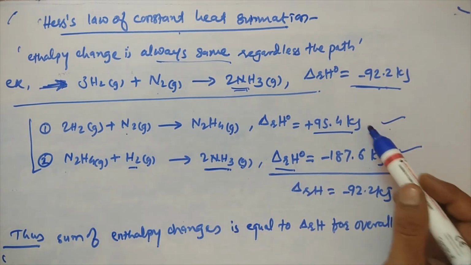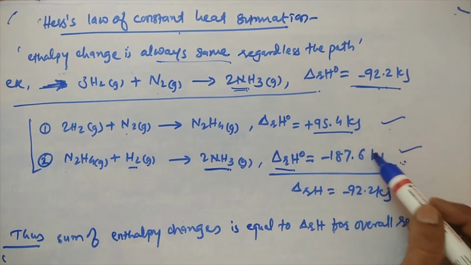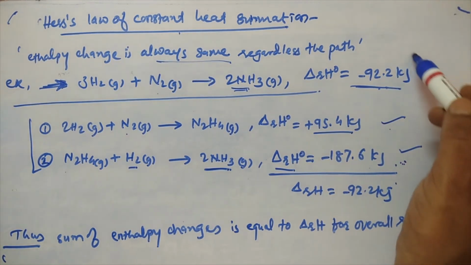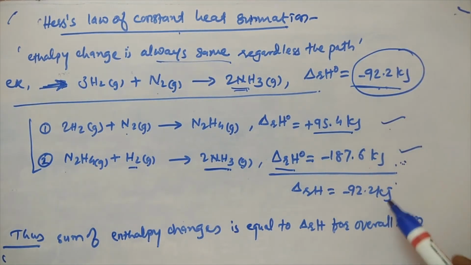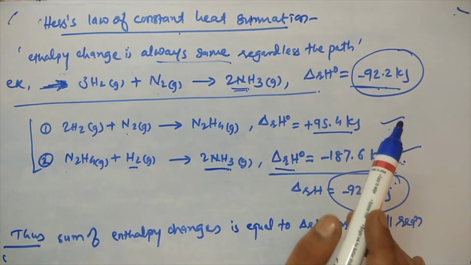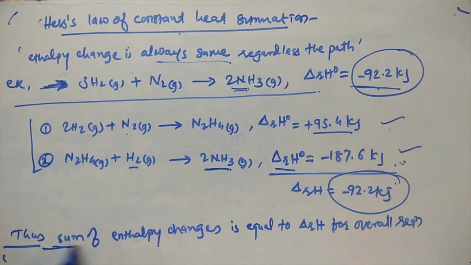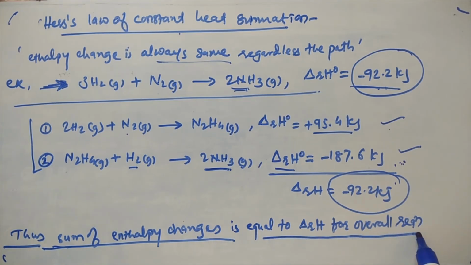Now the sum of these two enthalpies for the two different steps is minus 92.2 kilojoules, which is equal to the reaction when carried out in a single step. That means the enthalpy change is always the same regardless of the path by which the reaction occurs. So thus the sum of the enthalpy changes is always equal to the enthalpy change of the overall reaction.